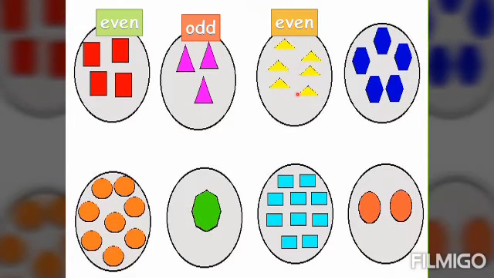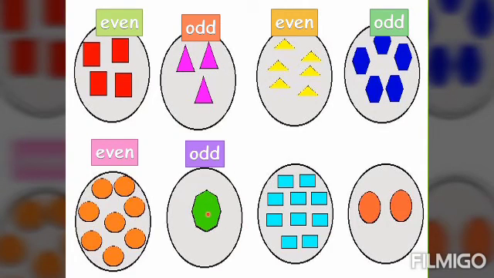Very good. And this one, class, this next picture, we have here 1, 2, 3, 4, 5. And 5 is an odd number. Very good. So this next picture, 1, 2, 3, 4, 5, 6, 7, and 8. 8 is an even number. Very good. And this octagon, there is only one octagon in the circle. So this one is an odd number.